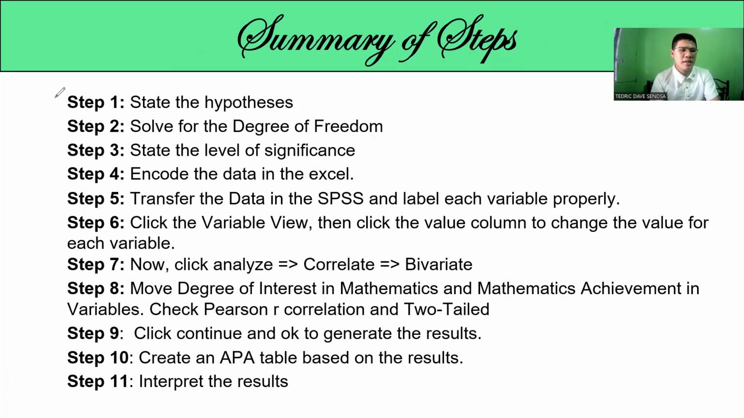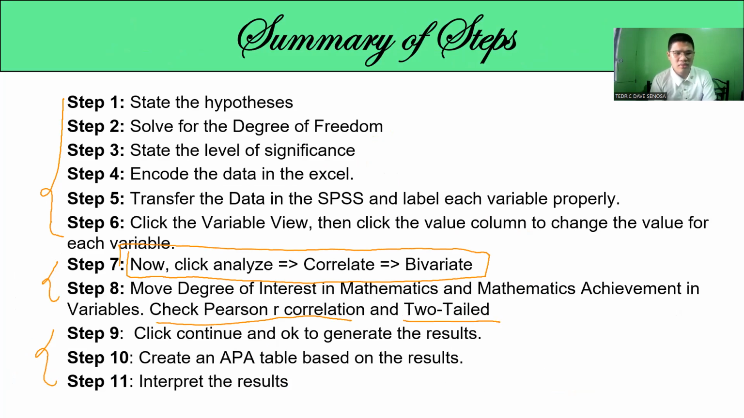Okay, habol kita time. Step 1 to 6 are just the same. Step 7 and 8, kinalain lang. 9 to 10, the same. So, ang kinalain nila, ang word nga correlate kag bivariate. Ang kinalain deriya, kinanglan mo siya i-check sa Pearson correlation kag two-tailed.